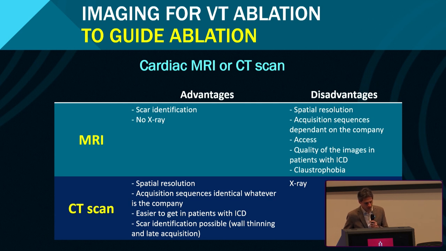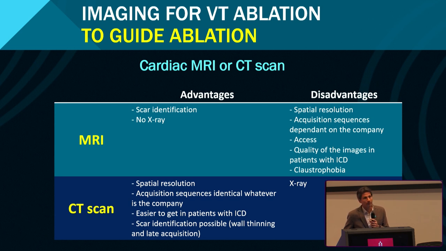The CT scans are great in terms of spatial resolution, even if it can always be better. The acquisition sequences are identical, whatever the company. So if you have a Philips CT scan, you will have the same acquisition protocol as on a Siemens one, for example. And in patients with an ICD, it's much easier, especially in terms of quality of images.